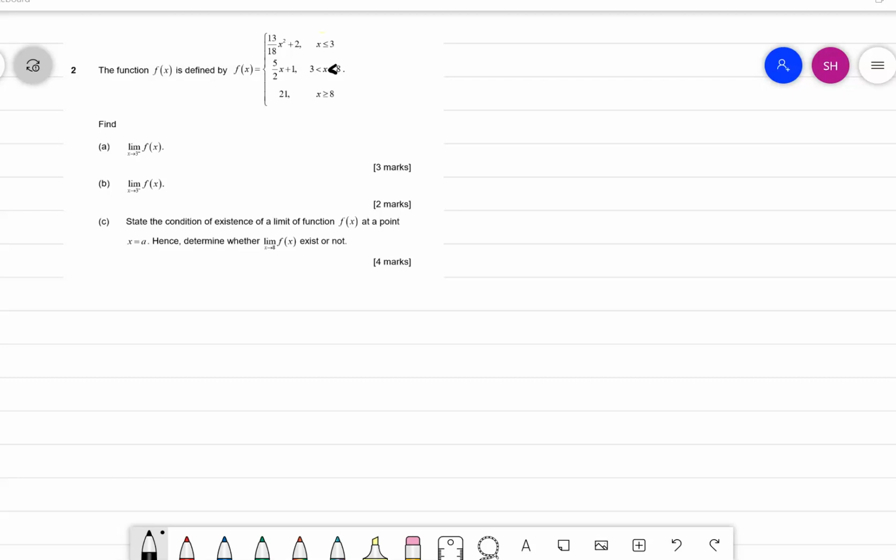Okay, question number 2. We're still in part A. The question is about limit as well. So the function f(x) is defined by this piecewise function. So what you need to do is we draw the number line based on the piecewise function given. We put the value of x given on the piecewise function, x equal to 3 and 8. So 3 here and 8 here.